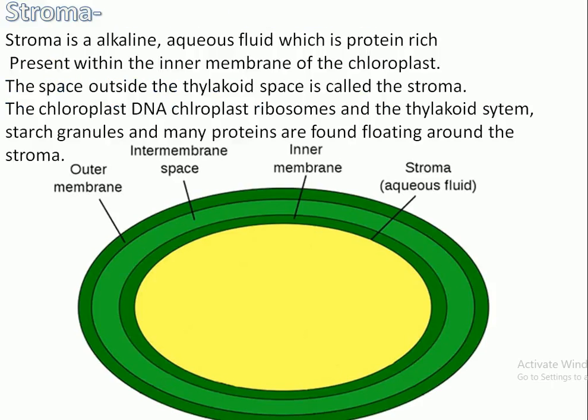Stroma. Stroma is an alkaline aqueous fluid which is protein rich, present within the inner membrane of chloroplast. The space outside the thylakoid space is called the stroma. The chloroplast DNA, chloroplast ribosomes and thylakoid system, starch granules and many proteins are found floating around in the stroma.